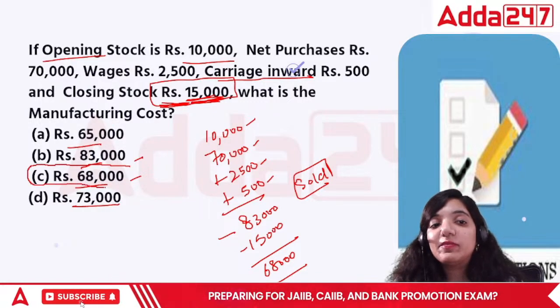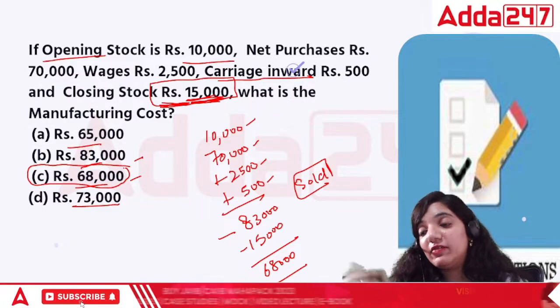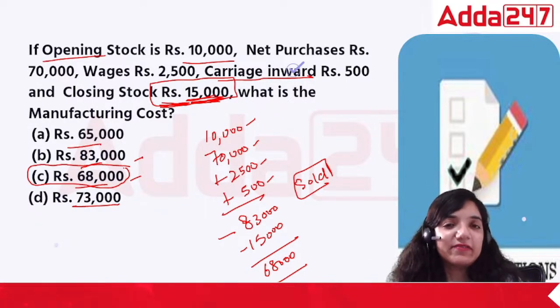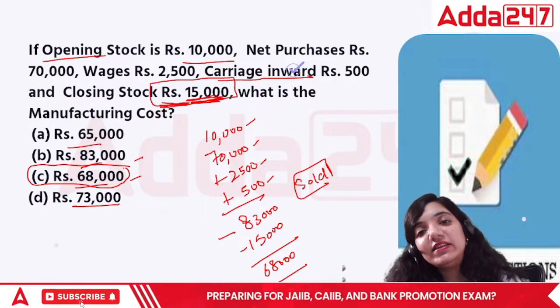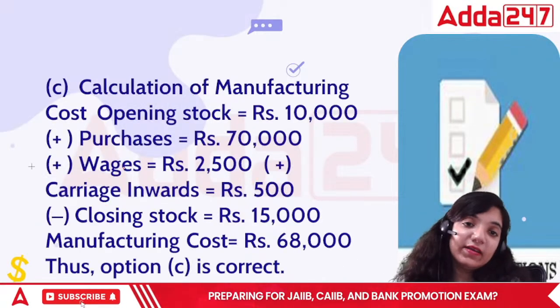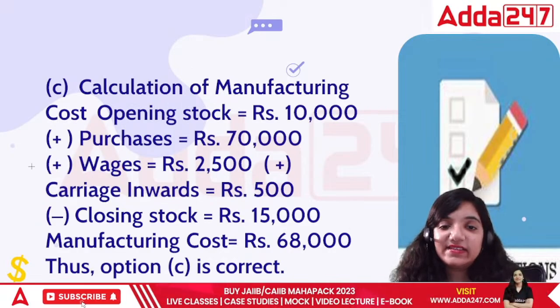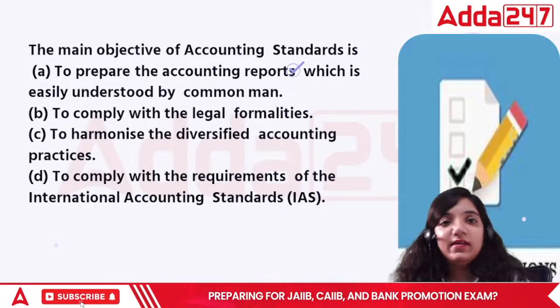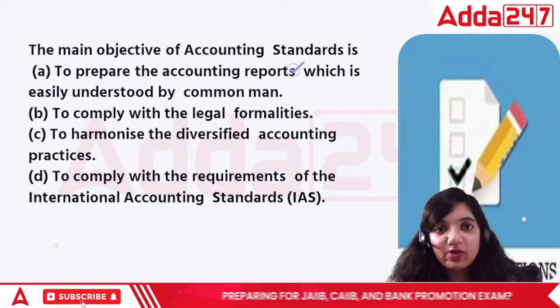But you don't have to remember the formula. You have to remember I invested money, something I invested more, and by the end of the day, only a little part is left. That means the remaining has been sold off. So in this case, the correct answer is 68,000. Done? Okay. Now, moving on. What is the main objective of the accounting standards?